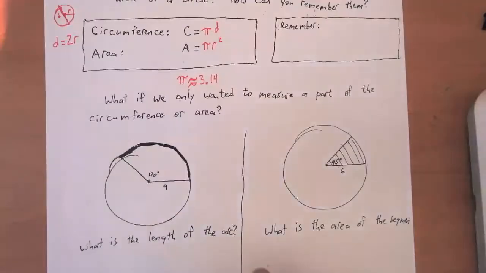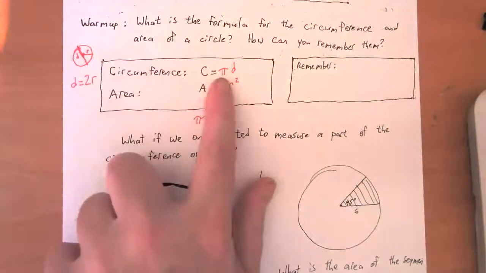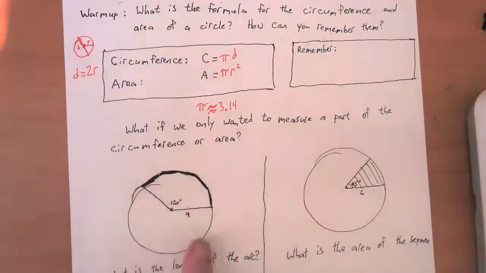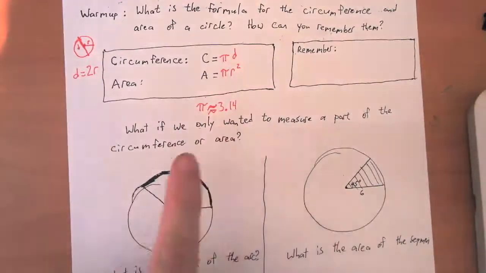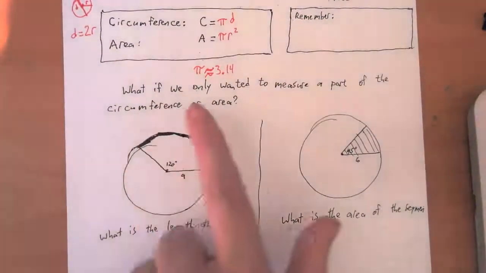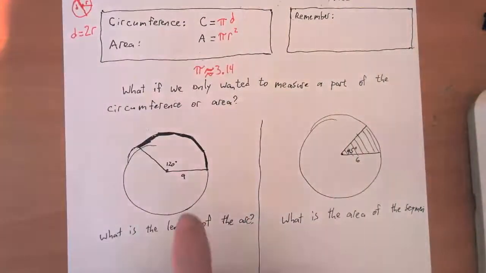All right, we've been working through our worksheet talking about arc length and sector area, and let's go down towards the bottom of the front of the page. And so we've got our formulas here. So the circumference gives you the length of all of the outside of a circle, and the area gives you the area of all of the inside of a circle. But what if you only wanted to measure a part of the circumference or area?